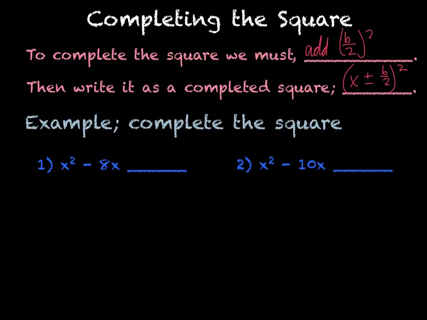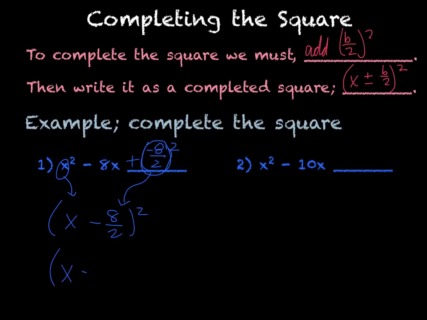For this first one, we have x squared minus 8x, and then we need to figure out how to complete the square. So we're going to add b, which is negative 8 over 2 quantity squared. So if we were to write it now as a completed square, then our x is going to drop in, and then whatever is inside the parentheses, that b over 2, is going to drop in. So that's going to be negative 8 divided by 2 squared, and then we simplify that, x minus 4 squared is my final answer.